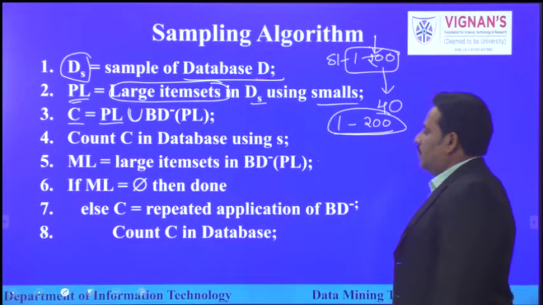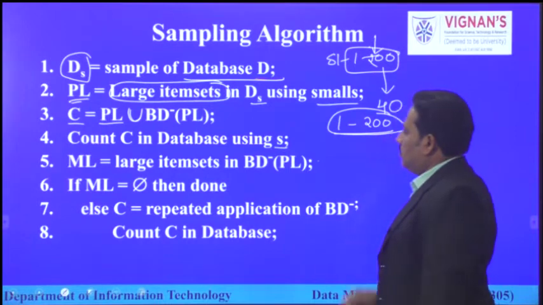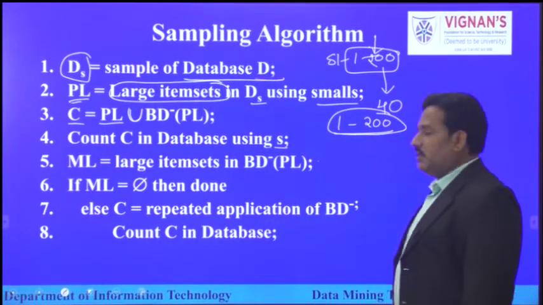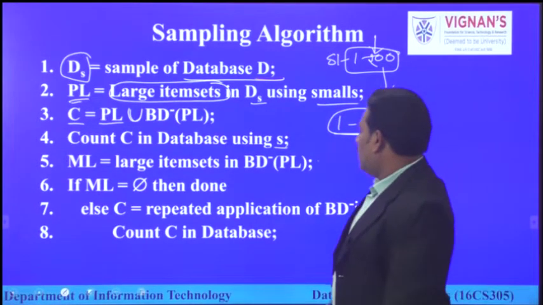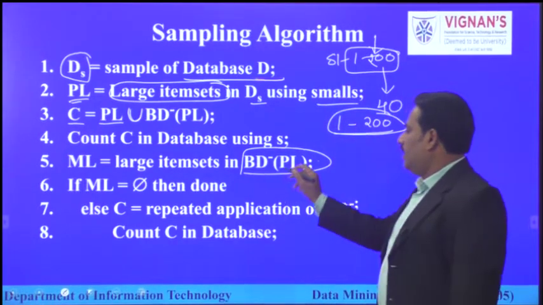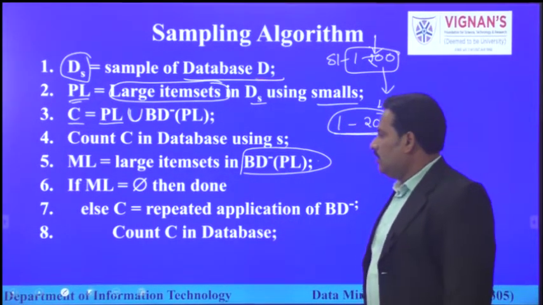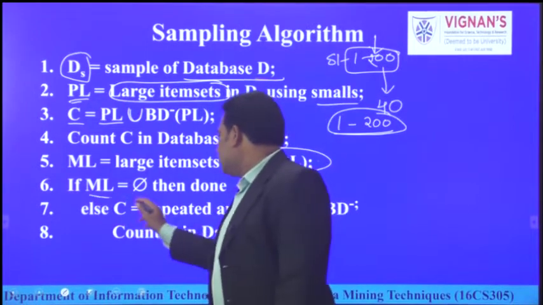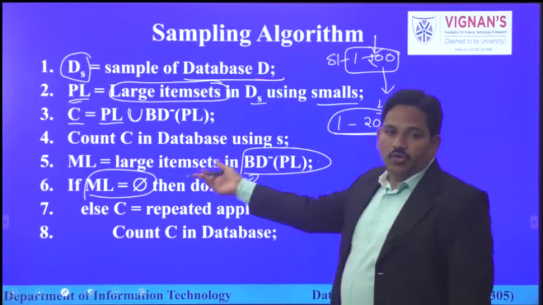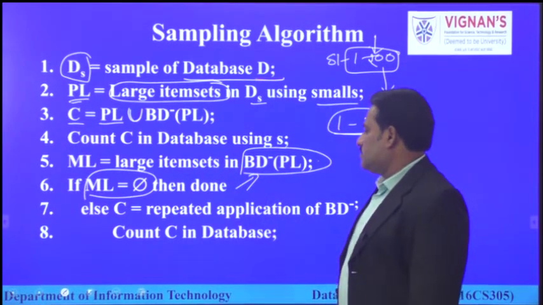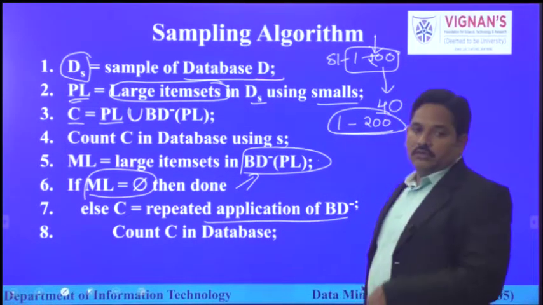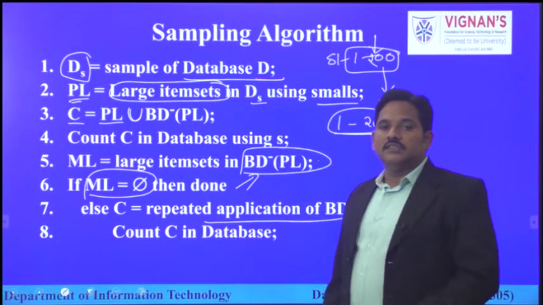Now count C in the database using S. So compare with the database S. Here S indicates the sample data set which we have taken, and for the large item sets, the remaining portion of the data is going to be repeated. If ML is equal to 5, then our work is done. That means no items have been left in that analysis. Hence, repeat the process till we complete all samples.